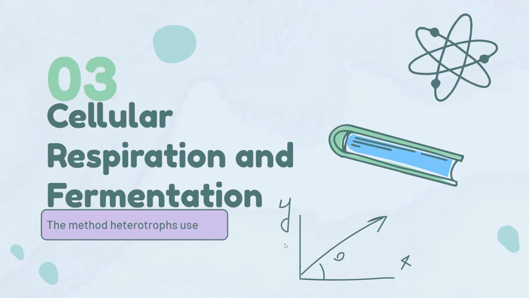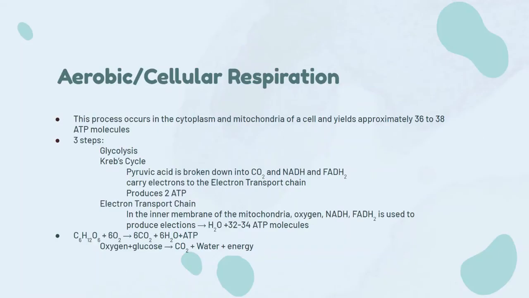Cellular respiration and fermentation, the method heterotrophs use, or the method the organisms that consume other things or food in order to get energy. Okay, next we have the aerobic, or the method that we do need oxygen.